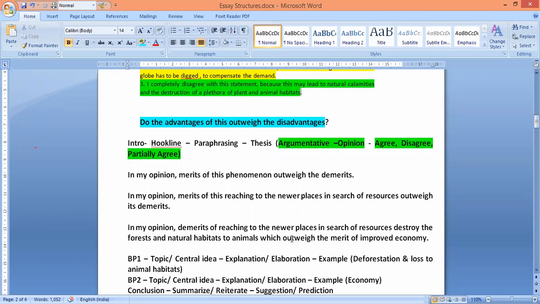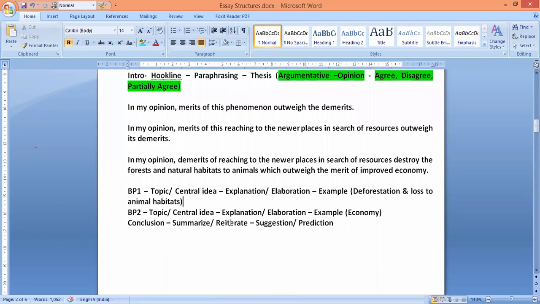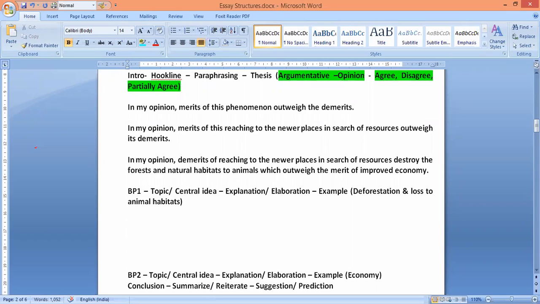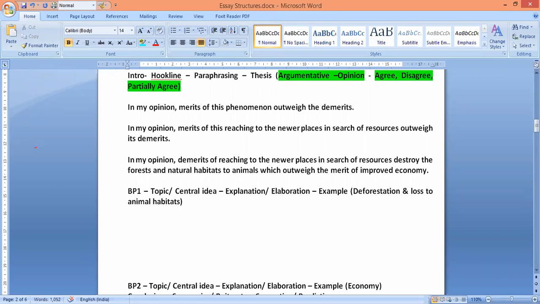Sir, there is another question. As you write there, deforestation and loss of animal habitats, in this type we will create 3 paragraphs: in body paragraph 1 we can write about deforestation, and in body paragraph 2 we will discuss loss of animal habitats. But there is confusion, sir. Some people say that there should be one idea in one paragraph. Why can't it be your idea?